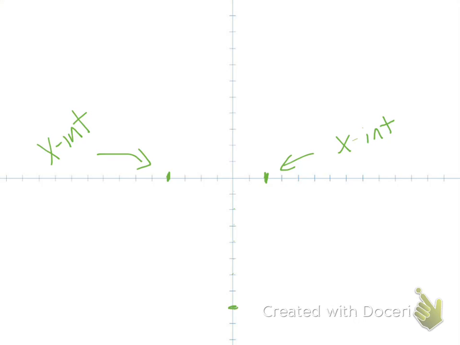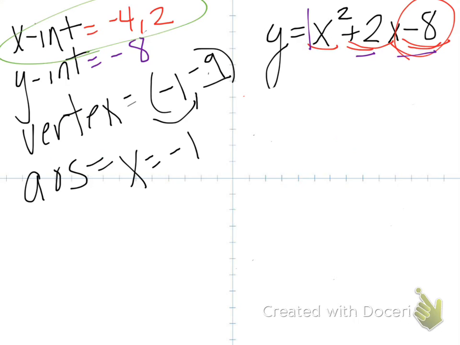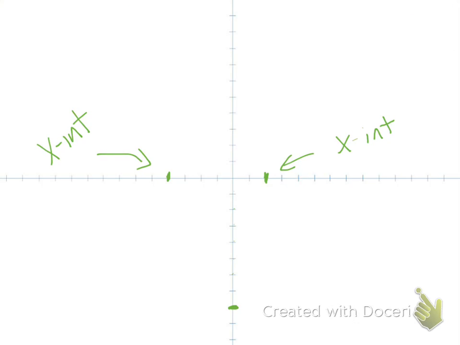Oh, Lord, I almost didn't make it. Woo! All right, go back. What else do I have to do? A vertex of a negative 1, negative 9. Vertex of a negative 1, negative 9.